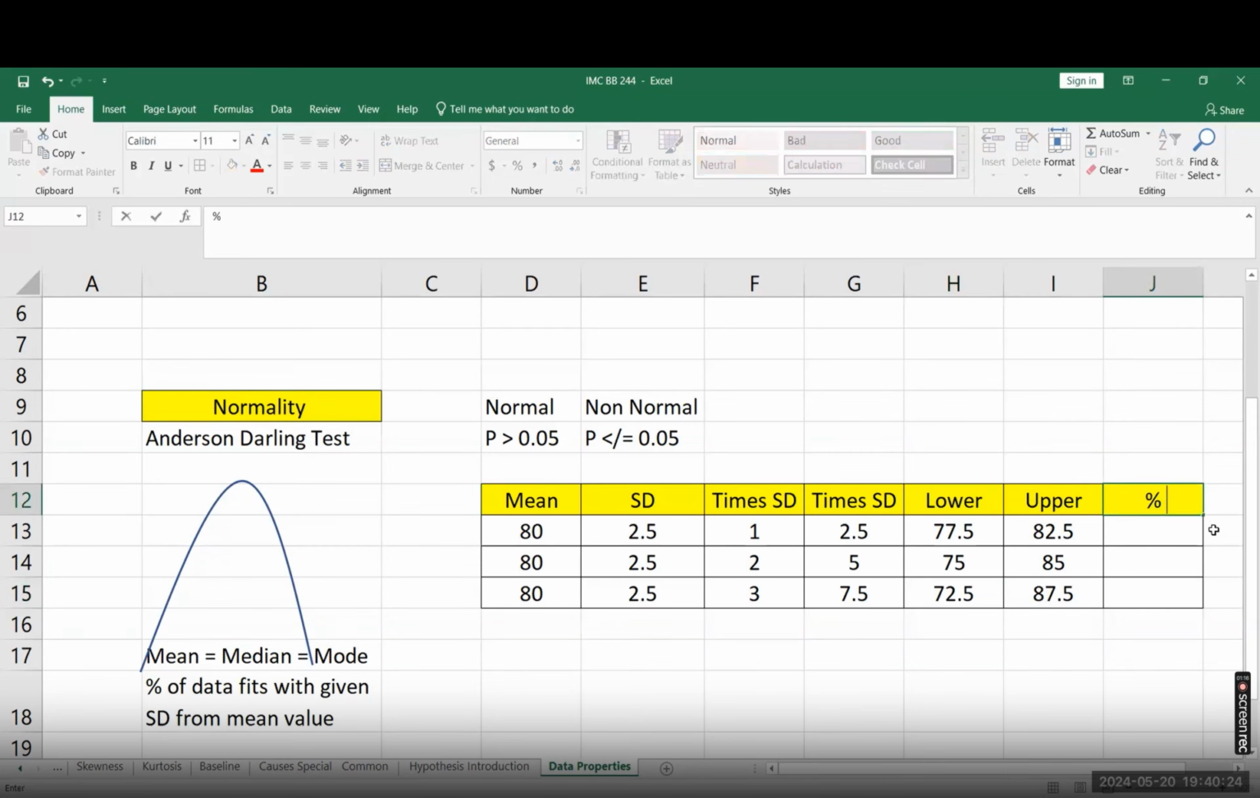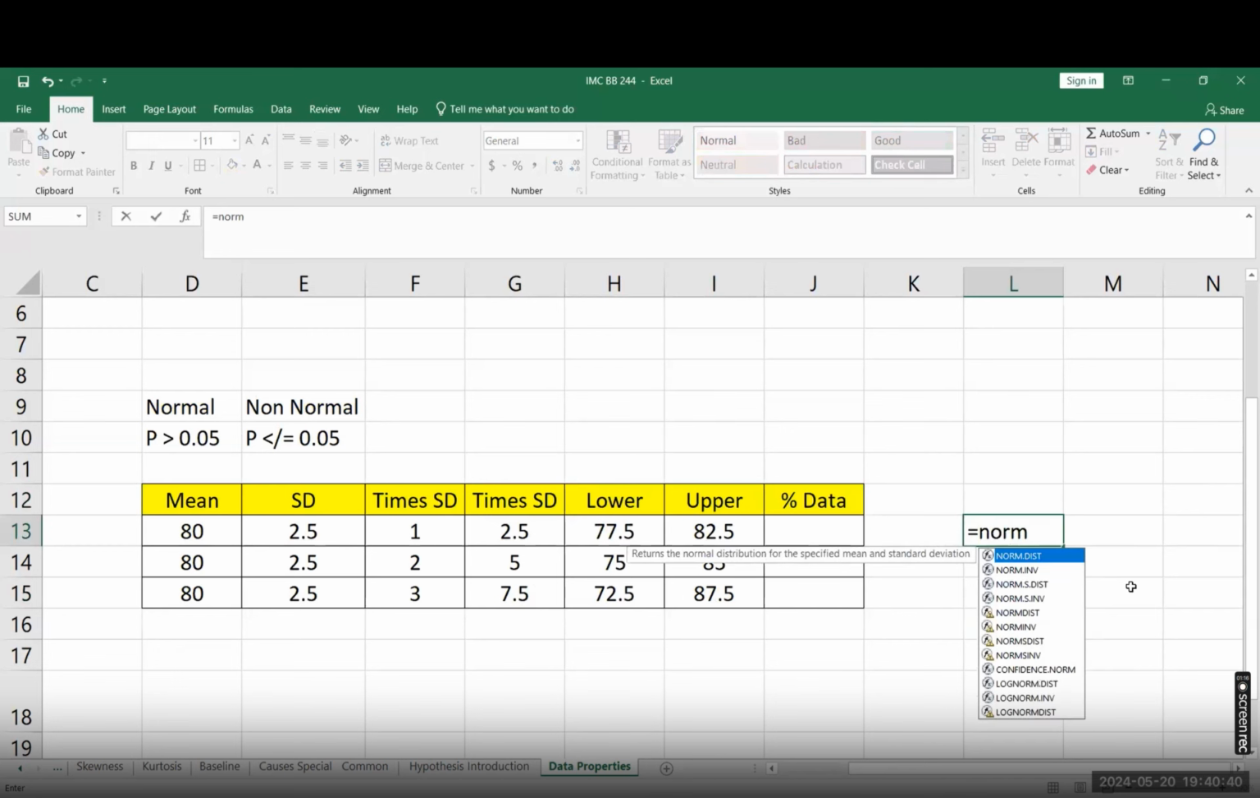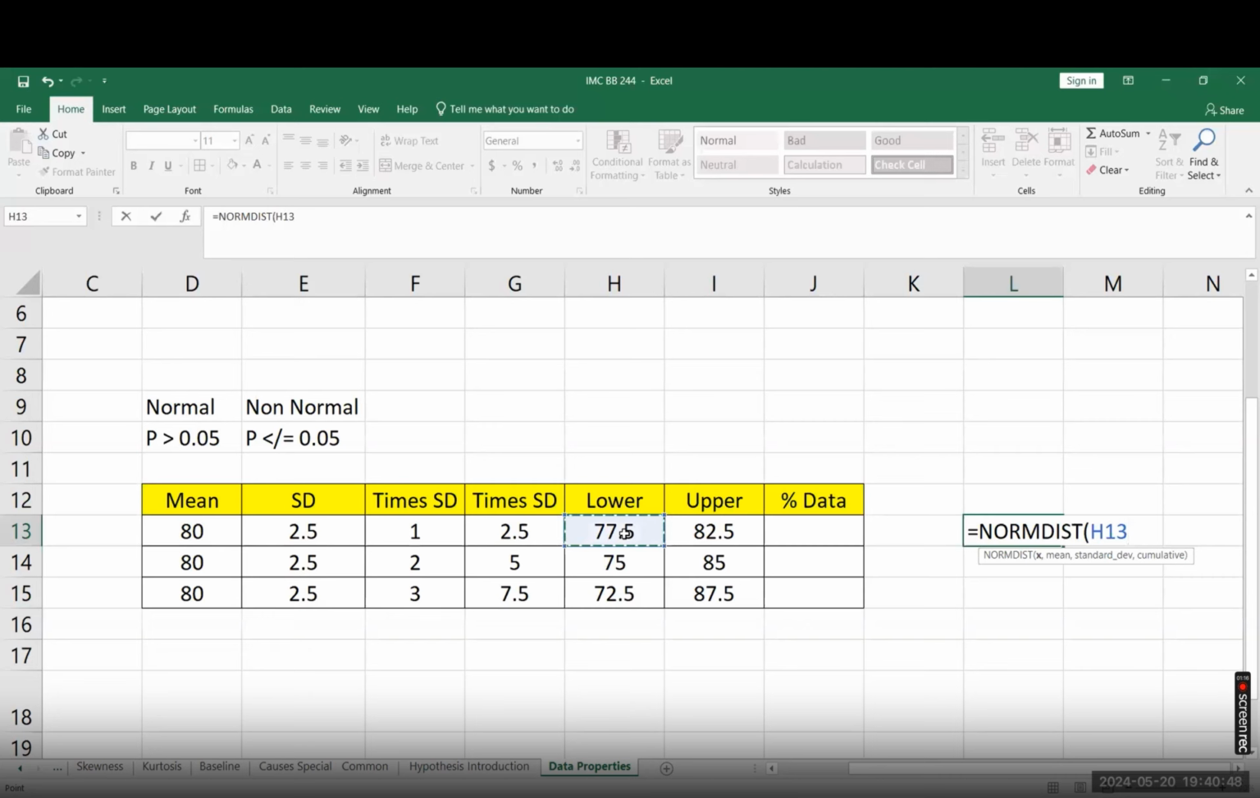And how much percent of data will fit within this given range, we can identify with an Excel formula as well. Let's say I put the formula NORM.DIST. X value is what? I am looking from the 77.5. Mean value is 80. Standard deviation is 2.5. And cumulative is 1, or the 100%. This is your lower side.